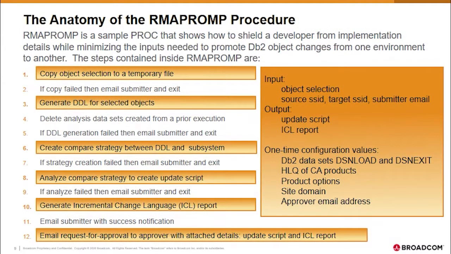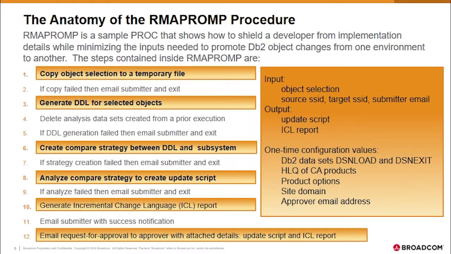This slide enumerates the steps performed by the RMAPROMP procedure. The significant steps are: copy object selection to a temporary file, generate DDL for selected objects, create a compare strategy between the DDL and the target subsystem, analyze the compare strategy to create an update script, generate an incremental change language report, and email a request for approval to the approver with attached details, the update script, and the ICL report.